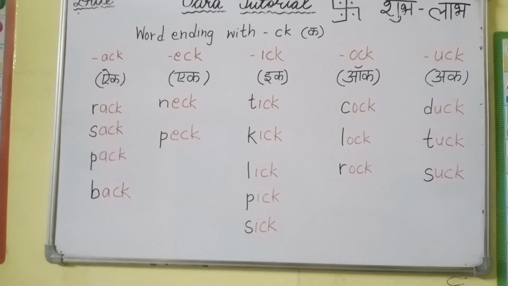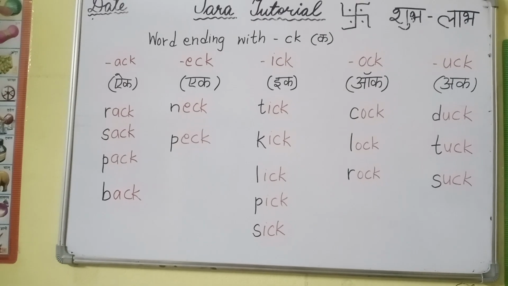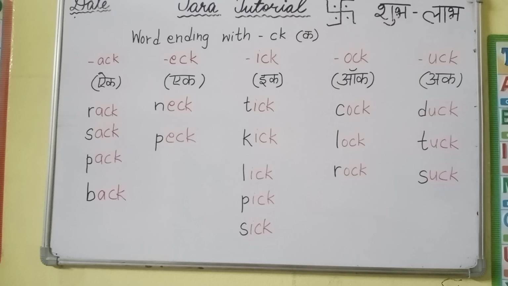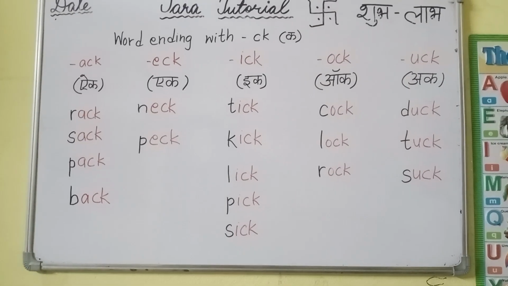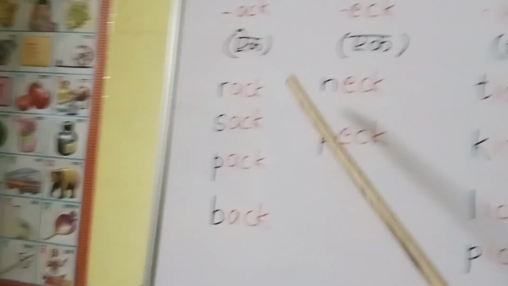Now let's check. When it comes with vowel A, it makes ak. And with E, ek. With I, ik. O, ok. U, uk. Now let's see the examples here one by one.